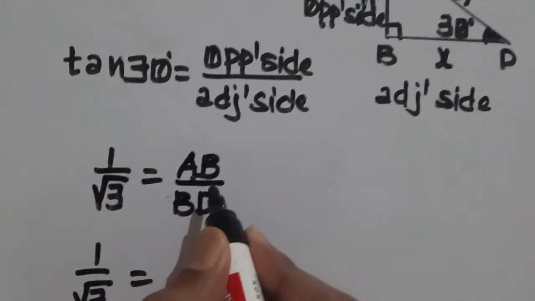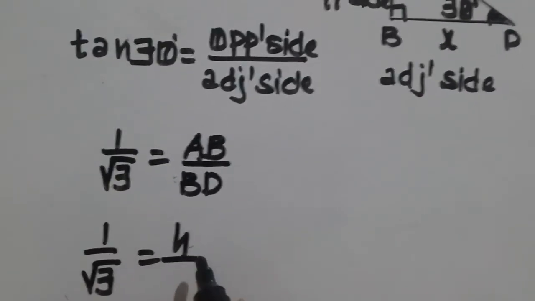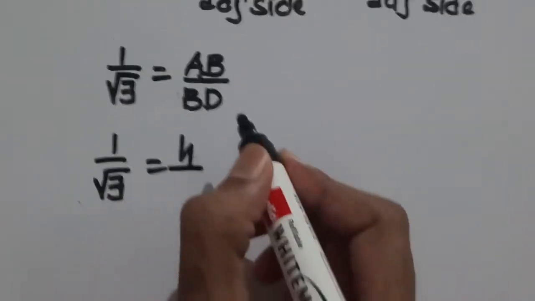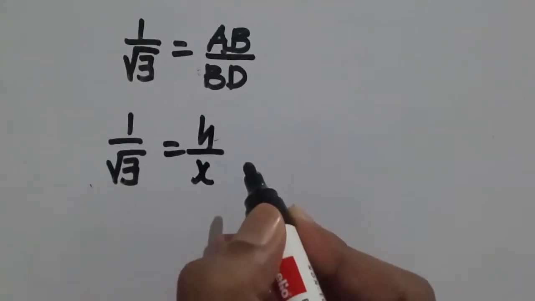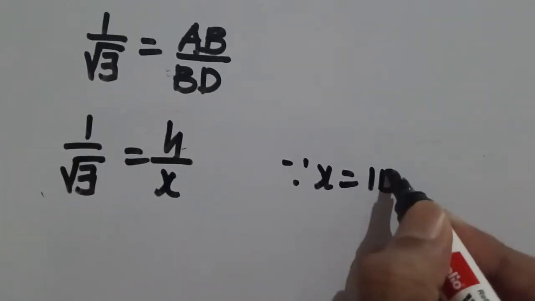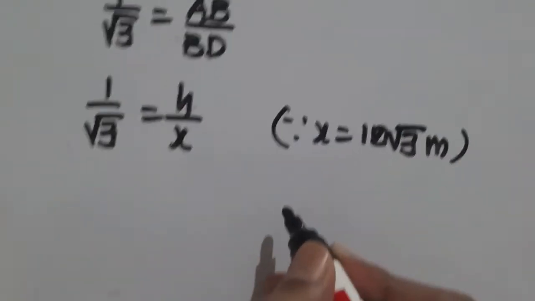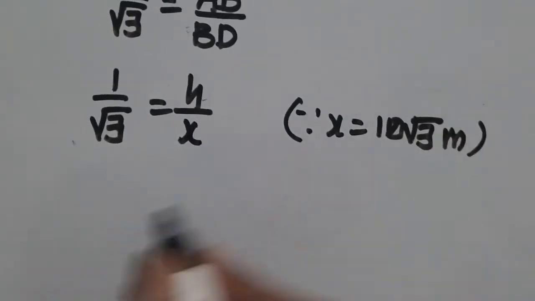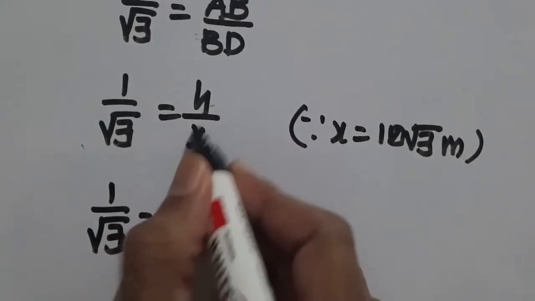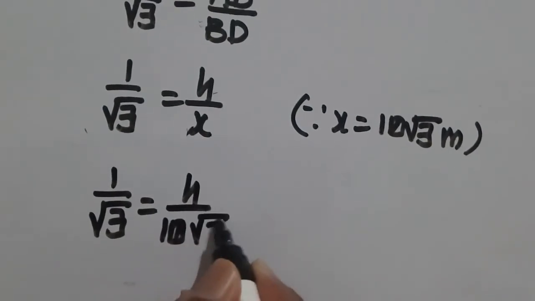So 1 by root 3 on the right, and the LHS is written as it is, where AB is equal to H, the height of the building. BD is the distance between the foot of the tower and the foot of the building, which is X. In the place of BD we'll write X. Since X is equal to 10 into root 3 meters, as proved above, in the place of X I am writing 10 root 3.